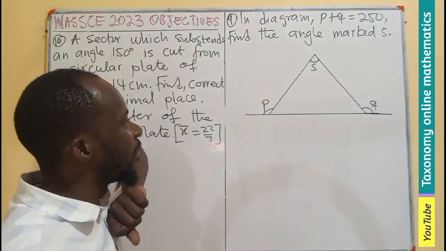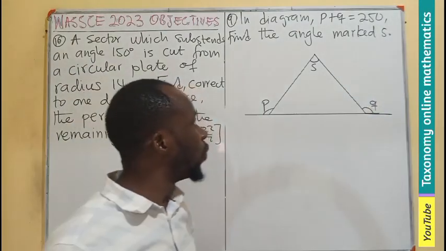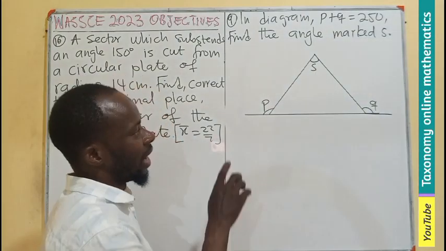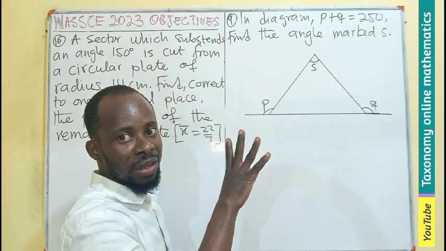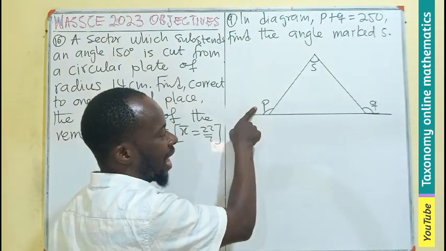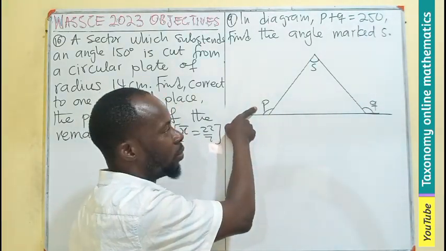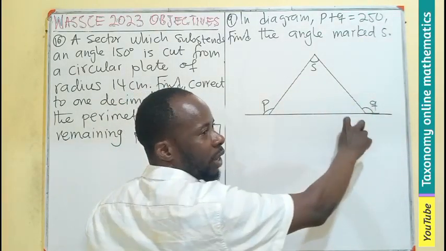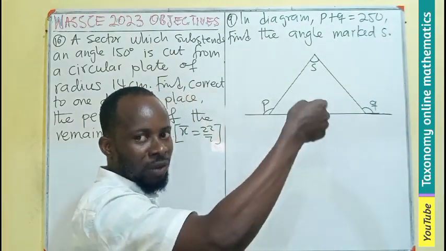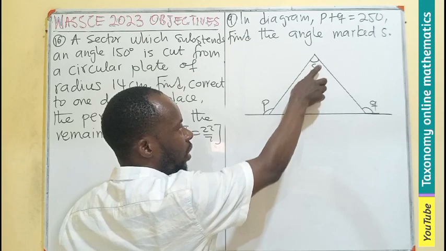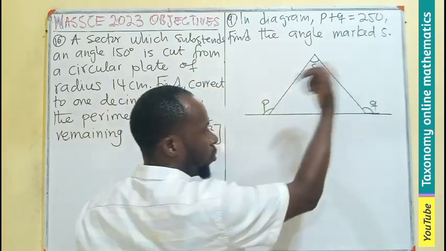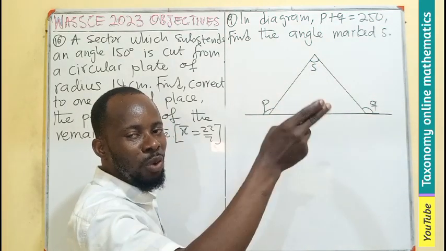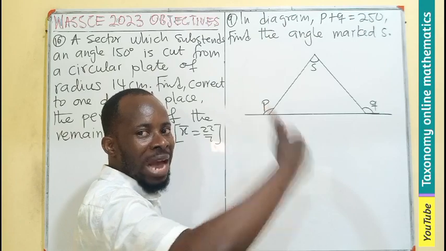Number 9. In the diagram, p plus q is given as 250. So we have to find the value of this x. Take note that there are so many ways we can solve this question. I will be using one. We can see that this angle is an exterior angle. It could be equal to this plus this. And don't forget, this is on a straight line with q. So this very angle will be 180 minus q. So if this is equal to this plus this, then q will also be equal to this plus this. So now I'll be having p and q. Then I will be adding them, which means I'll be adding the right hand side.